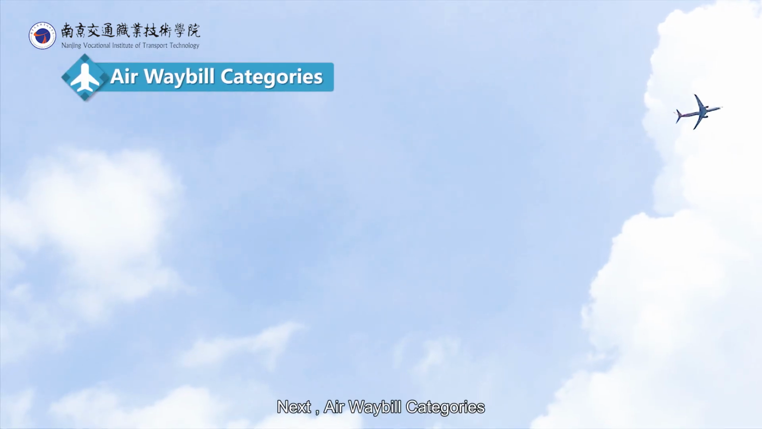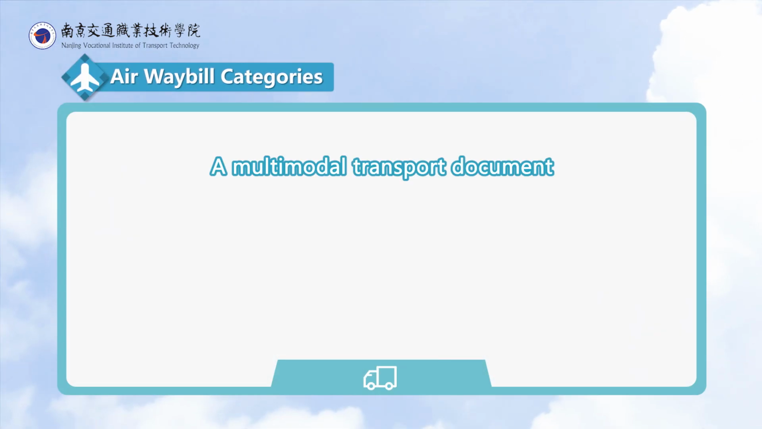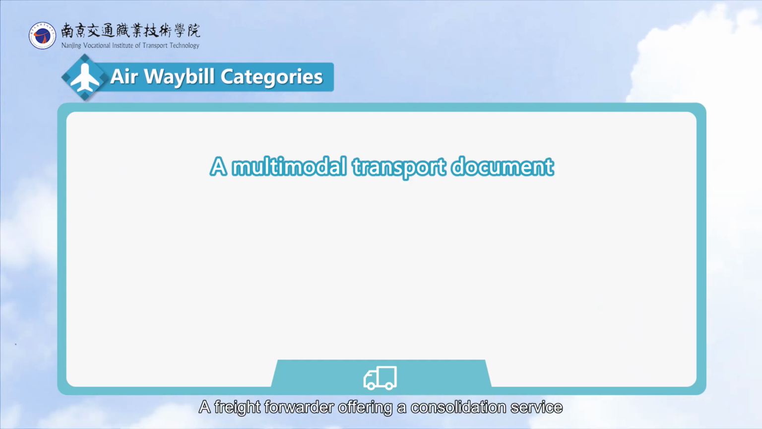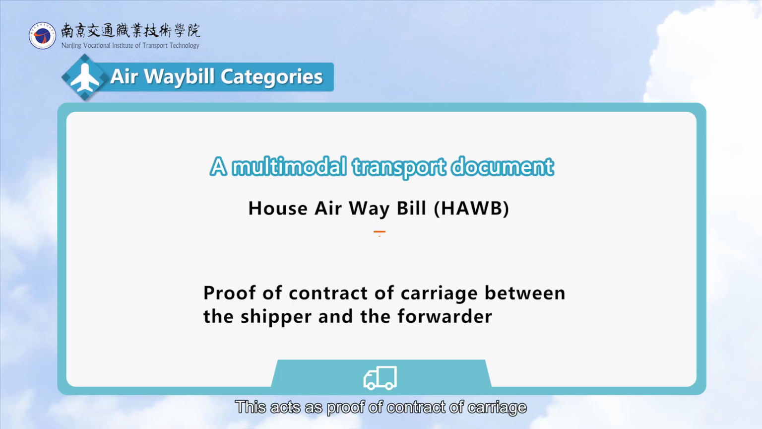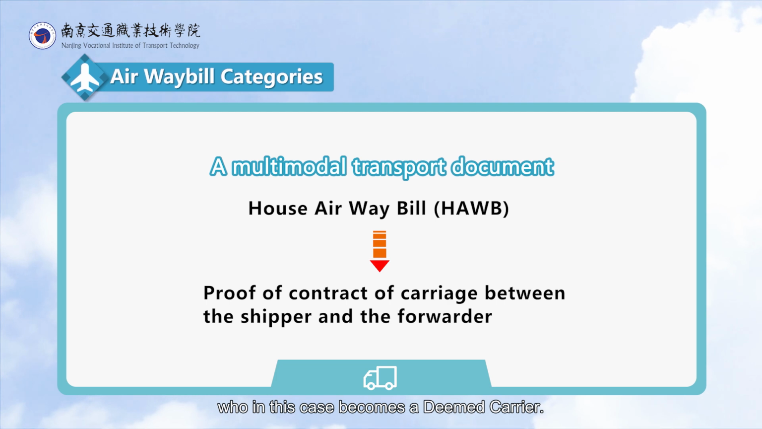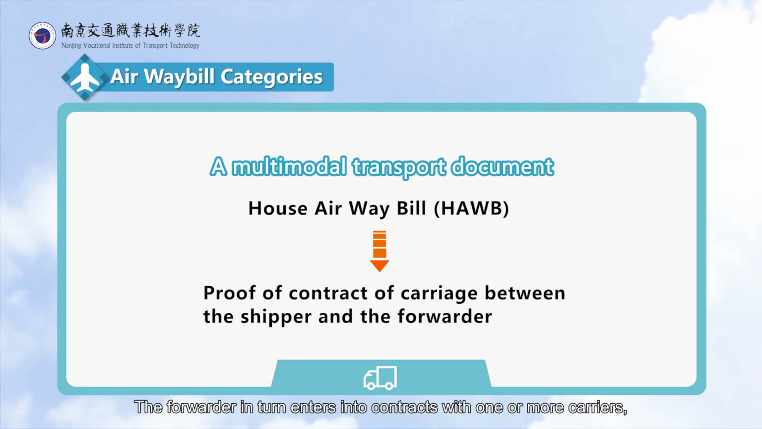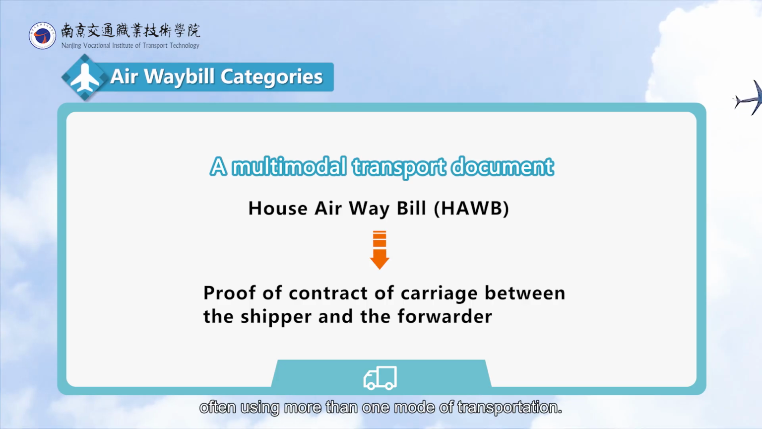Next, airway bill categories. A freight forwarder offering a consolidation service will issue its own airway bill. This is called the forwarder's or house AWB. This acts as proof of contract of carriage between the shipper and the forwarder, who in this case becomes a deemed carrier. The forwarder in turn enters into contracts with one or more carriers, often using more than one mode of transportation.